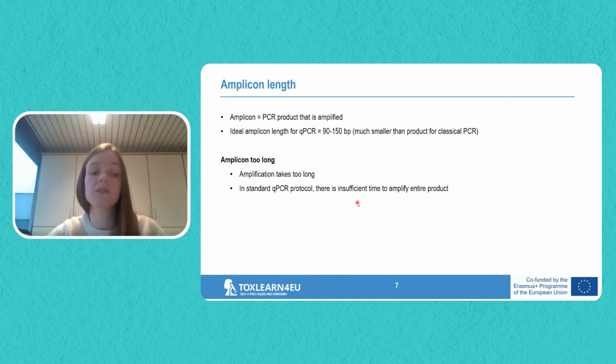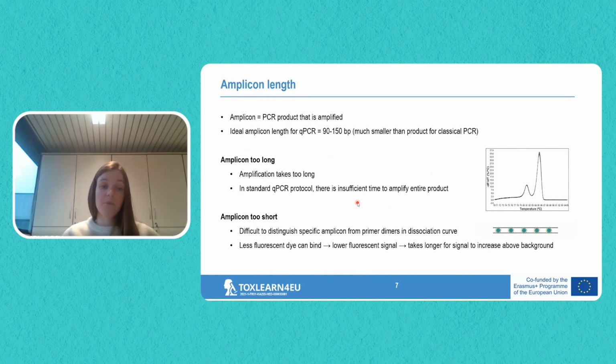And in a standard qPCR protocol, there would be insufficient time to fully amplify the entire product. Because in a classical qPCR protocol, the time foreseen for primer extension is only 15 seconds or even less. So if a product would be much longer than the 150 base pairs stated here, then there would simply be insufficient time to amplify this product. On the other hand, if the amplicon would be too short, this would be a problem as well. First of all, because this would make it very difficult to distinguish the specific amplicon from primer dimers in a dissociation curve.